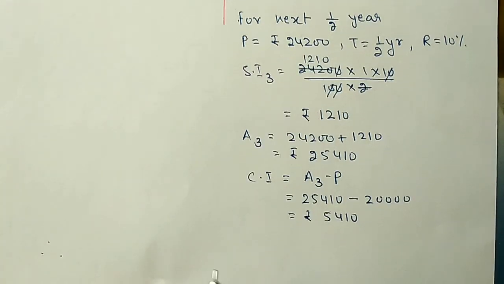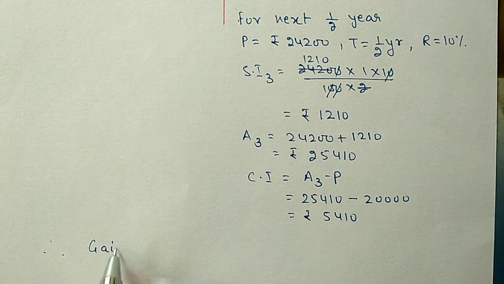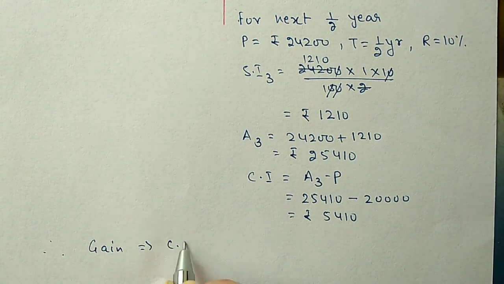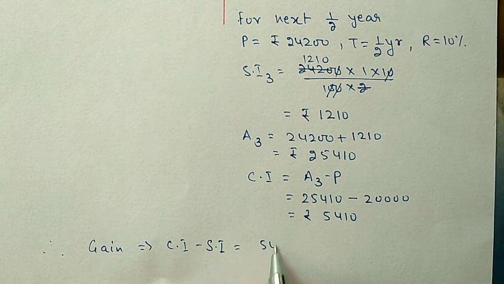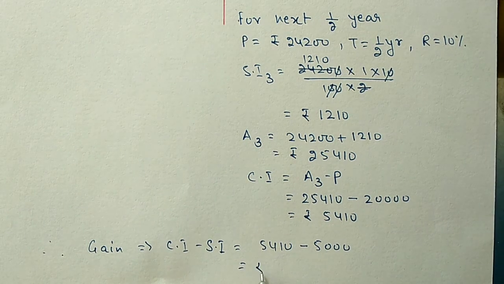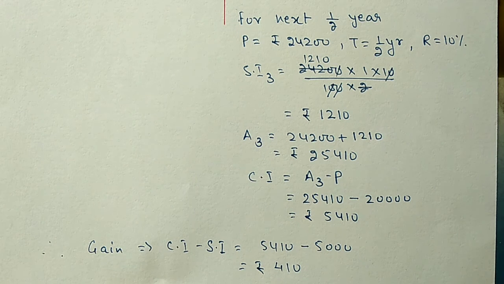Therefore his gain was compound interest minus simple interest. Compound interest is 5,410, simple interest was 5,000. So he got total 410 rupees as profit.